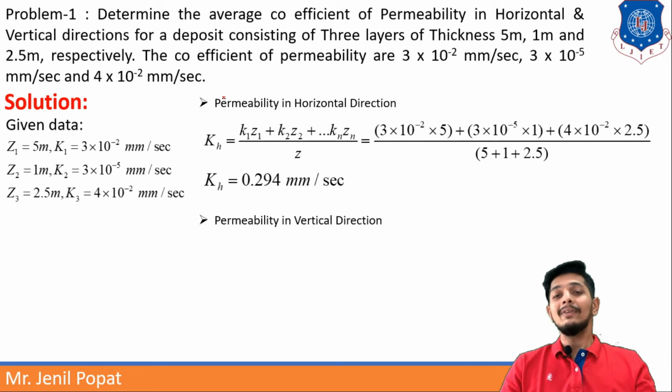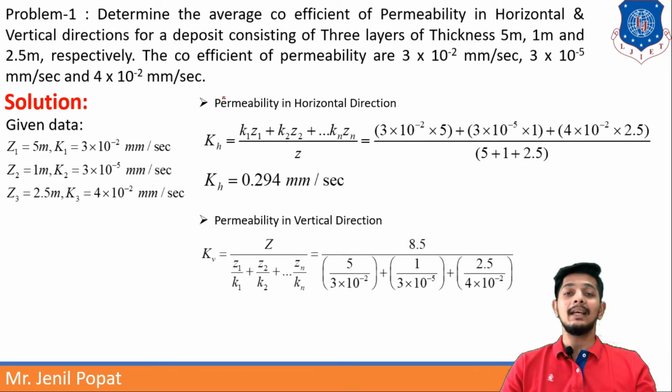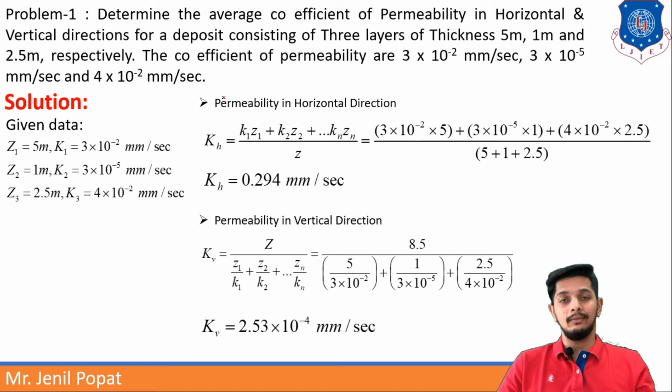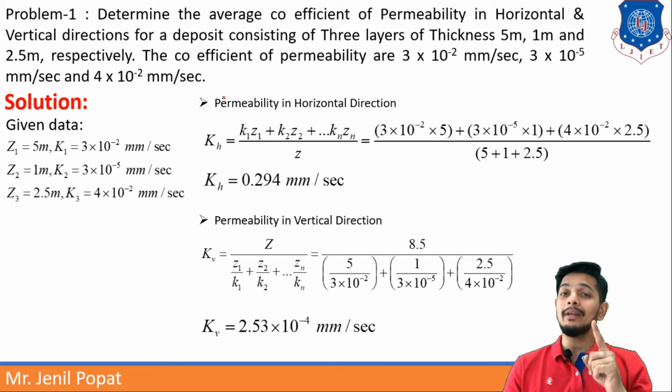In the same way, we have the KV formula as Z upon K1 by Z1 plus K2 by Z2 up to Kn by Zn. Now Z is the total depth, that is 8.5, and other values are given for individual cases. Putting all the values in the formula we get KV as 2.53 into 10 raised to minus 4 mm per second. Again, remember one thing: KH will always be greater than KV for the same soil. Here, you can also observe that KH is greater than KV.